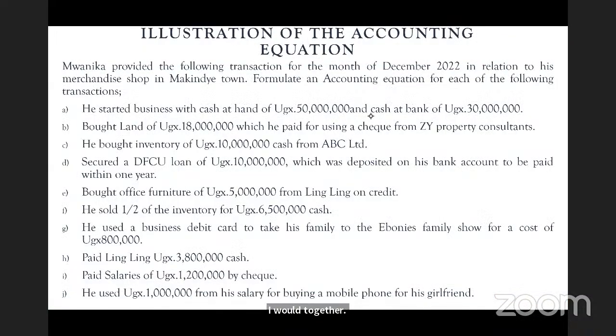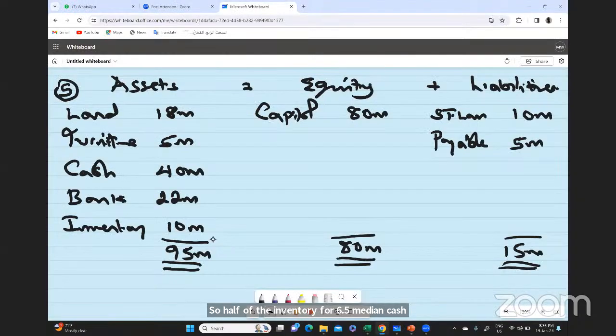That is it. Okay. And they are telling us that he sold half of the inventory for how much? For 6.5. He sold half of the inventory for 6.5 million cash. How much inventory do we have? We have inventory of 10 million. That is its cost. Are we together? That's its cost. And they're selling half of it. Half of it is how much?